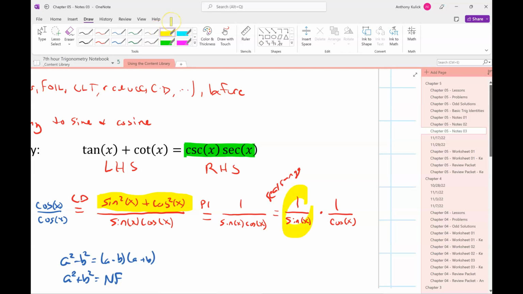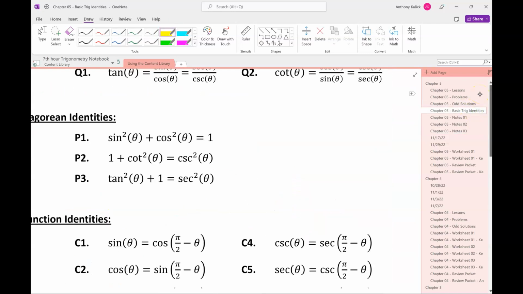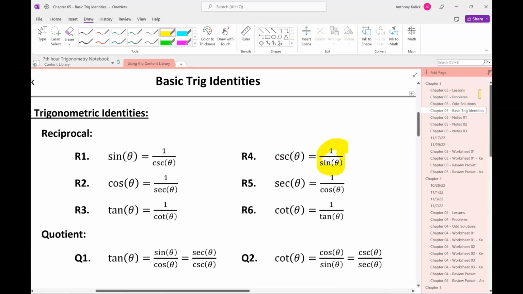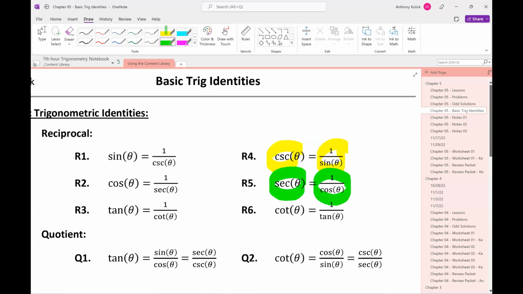So I'm going to look for 1 over sine. Well, that I know I'm going to have to be in the reciprocal identity land. Let's see. 1 over sine is cosecant. Great. What else did I have there? I had 1 over cosine, which is secant. Okay. Well, I'll just use R4 and R5 then. That seems like a good decision.